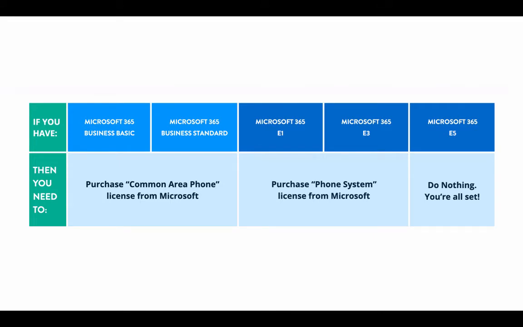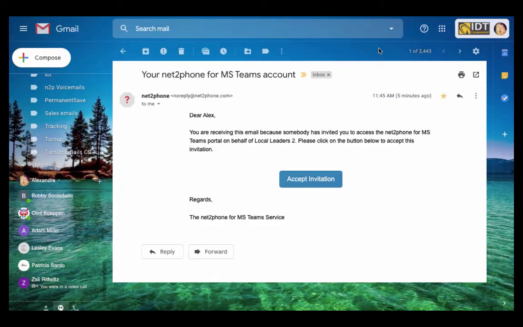Every user that will be using the net2phone Microsoft Teams integration will be required to have the following Microsoft licenses. If you have a Business Basic or a Business Standard account, you will need a Common Area Phone license. If you have an E1 or E3 account, you will need a phone system add-on license. And if you have an E5 account, you are all set. For further information, please reach out to your net2phone onboarding specialist.